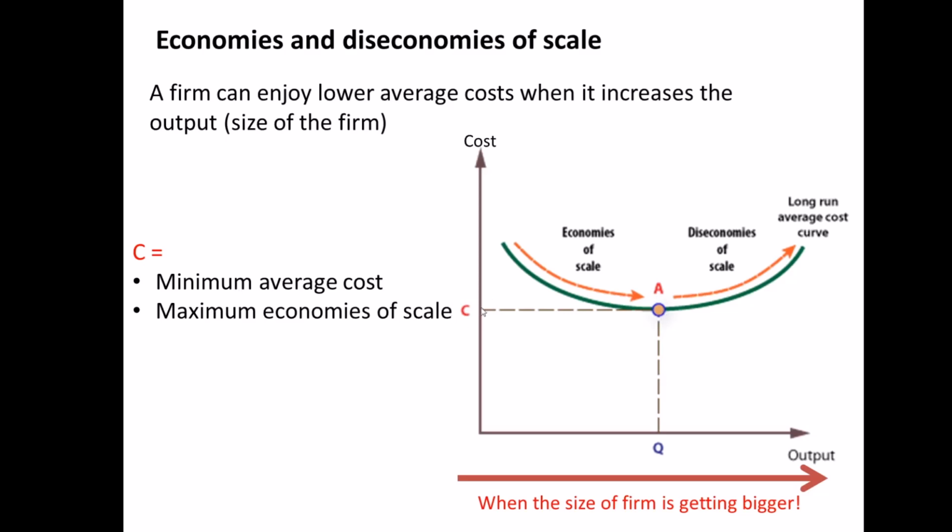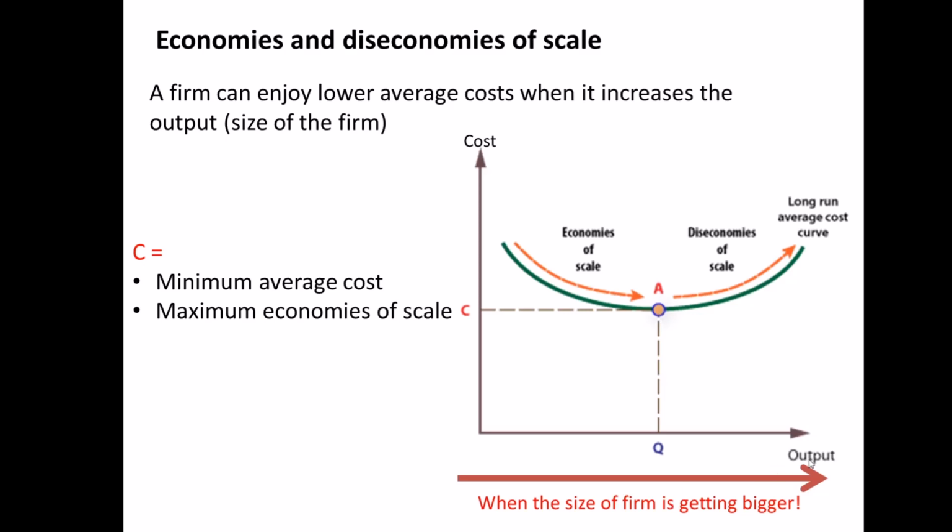So that cost here, the C, is equal to your minimum average cost, or you can say that's the maximum economies of scale, because that is where you can utilize your economies of scale to the maximum.